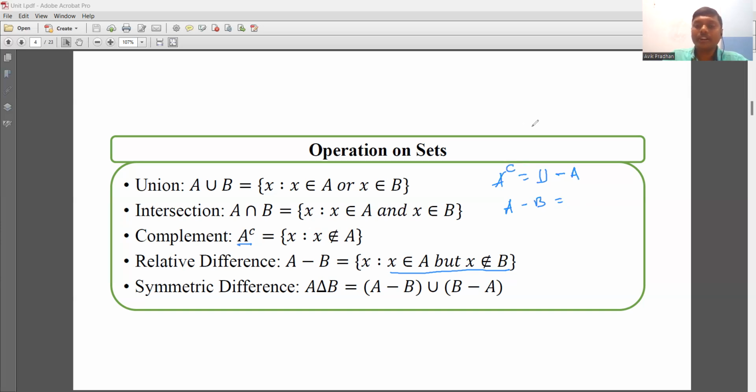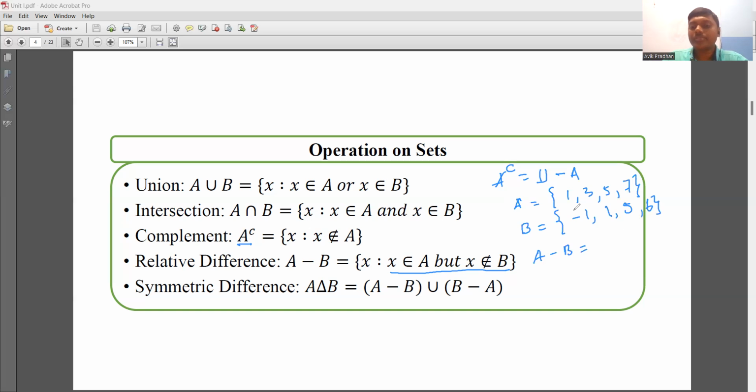So if I consider two sets, let me take A equal to, suppose, 1, 3, 5, 7, and B equal to, suppose, -1, 1, 5, 6. So what will be A minus B?